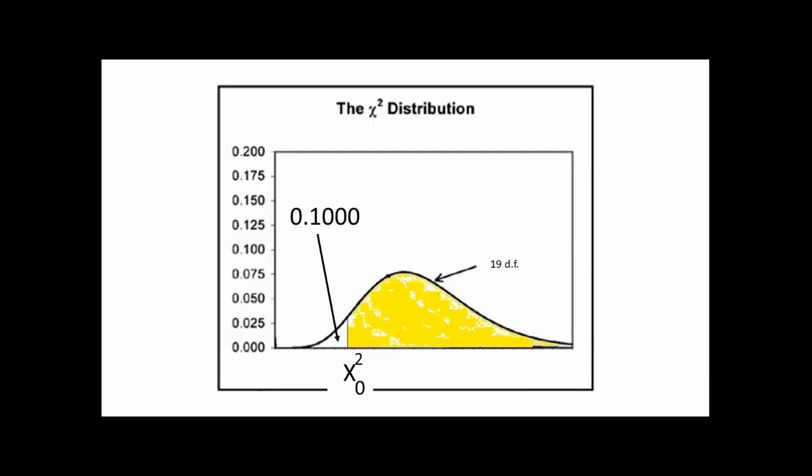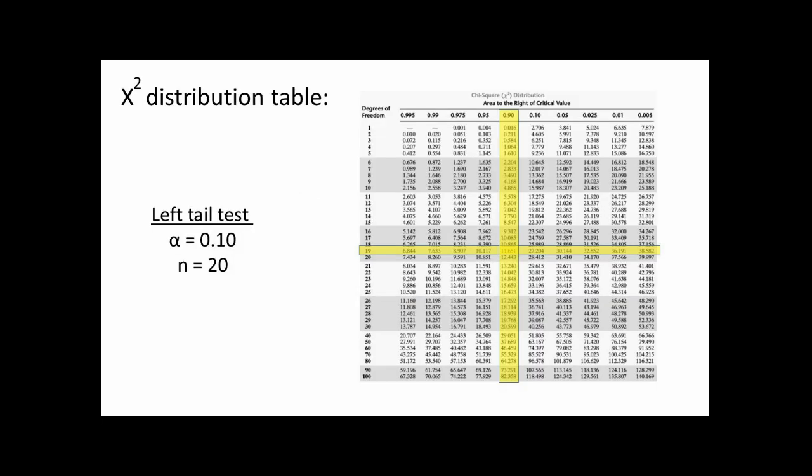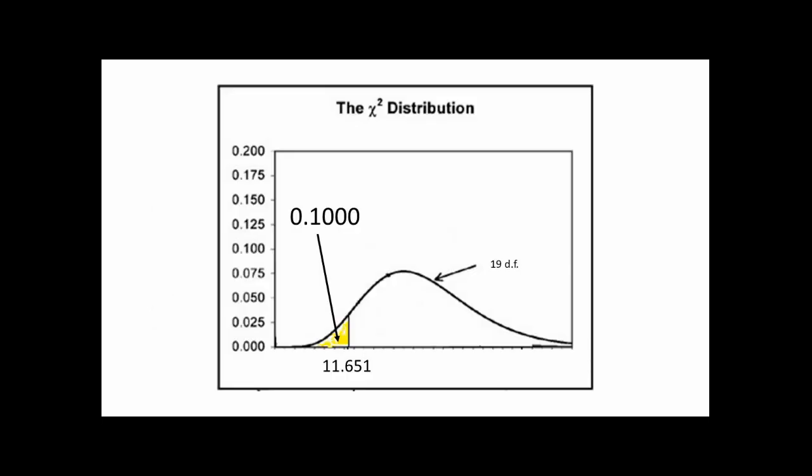And going to the chi squared table, we'll find the row for 19 degrees of freedom. And for the column, using 1 minus 0.10, which is 0.90, we identify a critical value of 11.651. We can shade in the rejection area, which is an area to the left of that position.